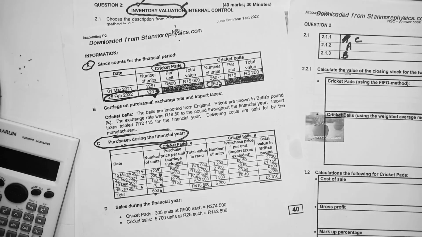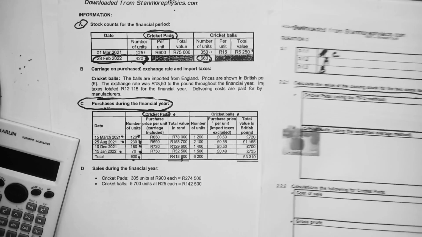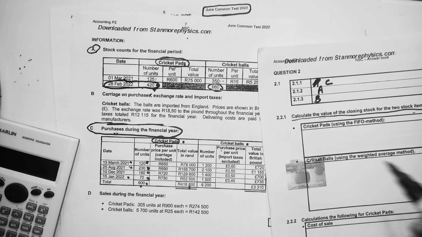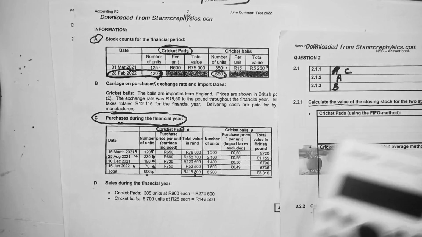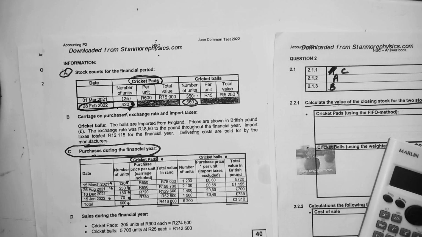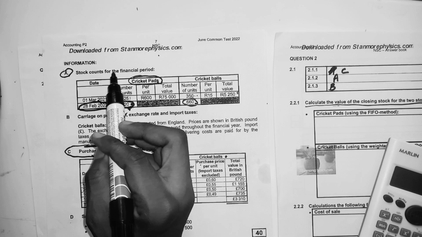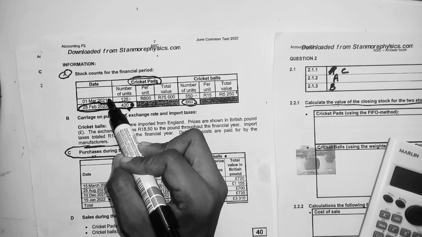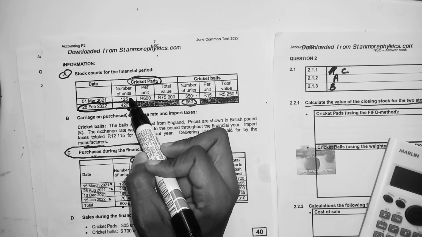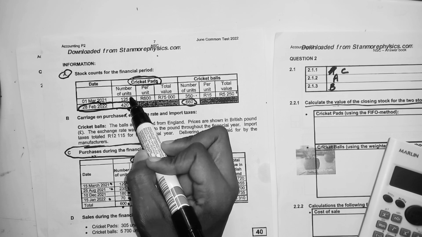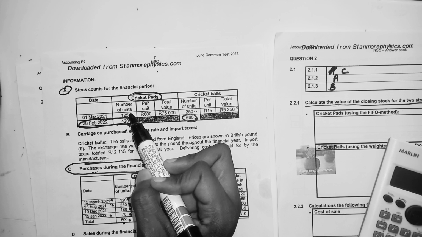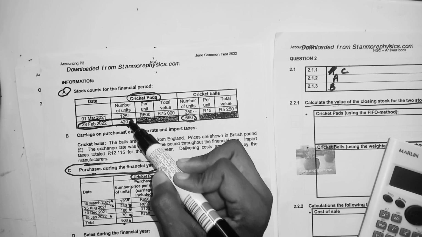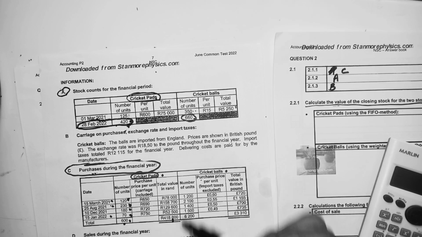This is our information that we will be using together with our answer sheet, where we'll be answering the question. So the first information says, A, stock counts for the financial year. Under the stock counts, we are having what? Date. On 1 March, the number of units of cricket pads that we were having, we had 125 units. Then on 28 February 2022, at the end of the year, how many cricket pads are we left with? We are left with 420 cricket pads.